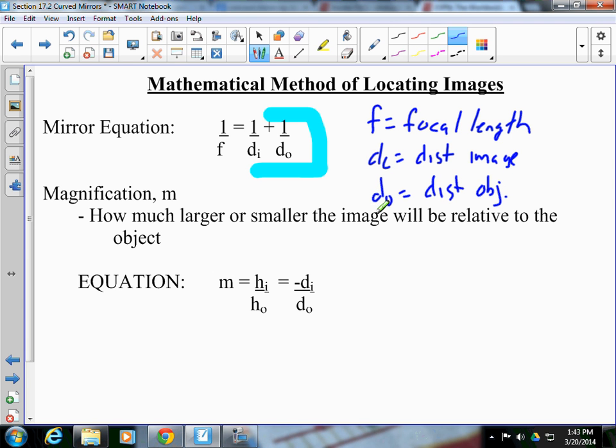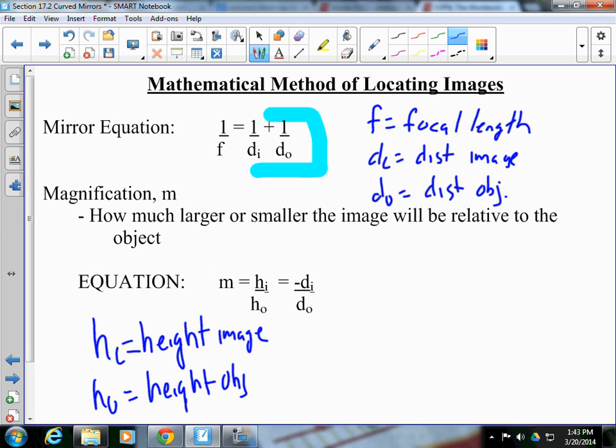The second equation that we could use is that the magnification of the curved mirror is equal to hi over ho, where hi is the height of the image and ho is the height of the object. Or magnification is also equal to negative di over do.